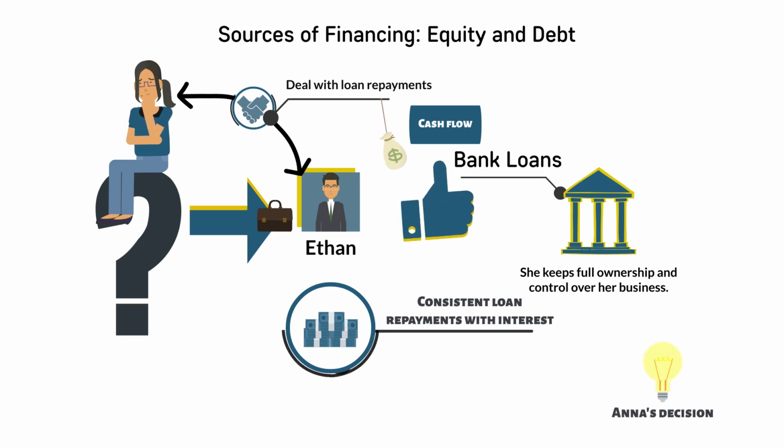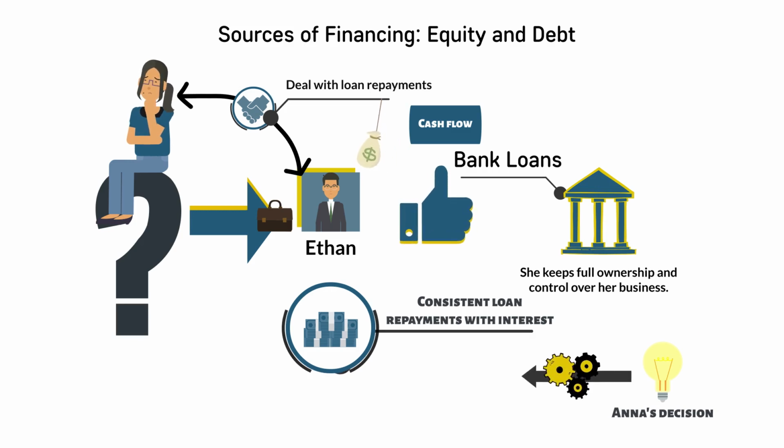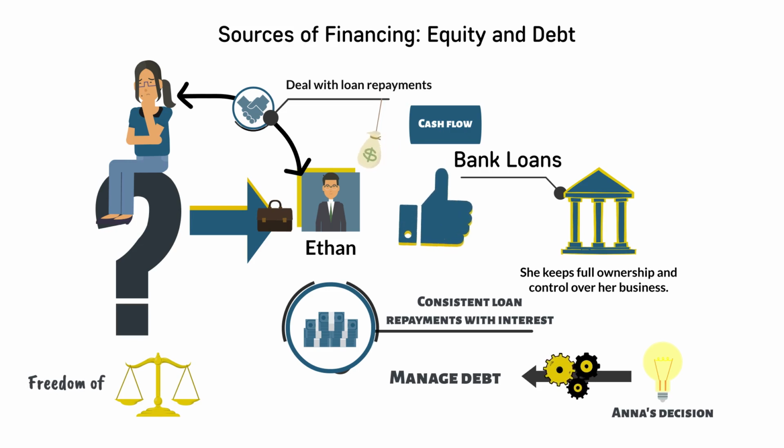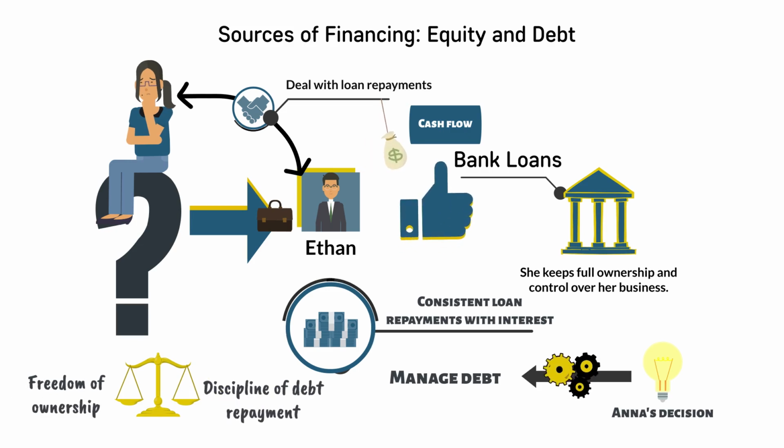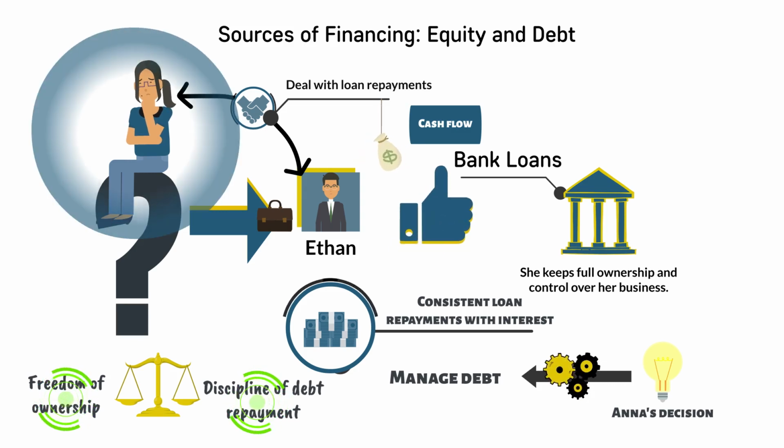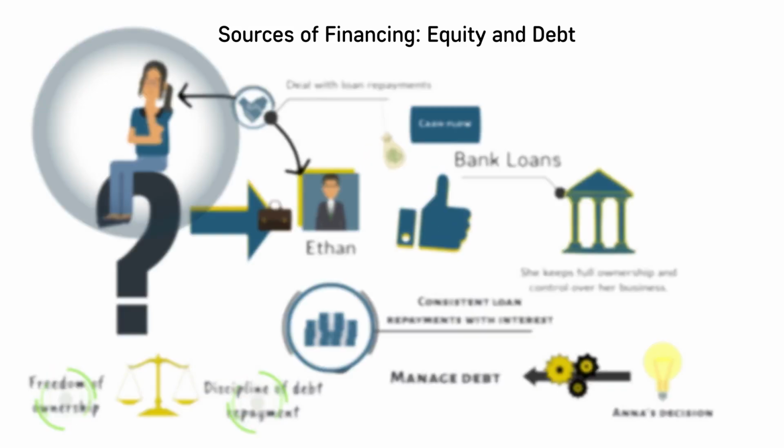Anna's decision will hinge on her willingness to share control versus her ability to manage debt. It's a balance between the freedom of ownership and the discipline of debt repayment. Both options carry their own set of advantages and risks, and it's up to Anna to decide which aligns best with her vision for her company's future.